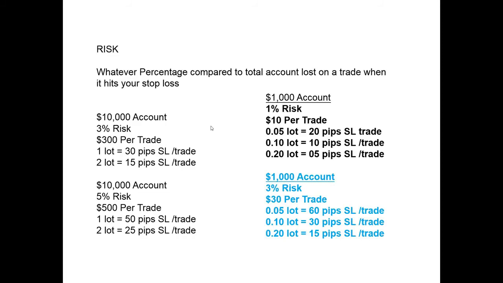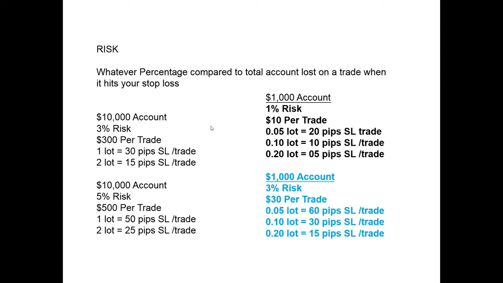A $10,000 account, if you take 5% risk per trade, that's $500 per trade. If you do a one lot order, you're only going to be able to have a 50 pip stop loss. If you do a two lot order, 5% risk on a $10,000 account, you're only going to be able to have a 25 pip stop loss.